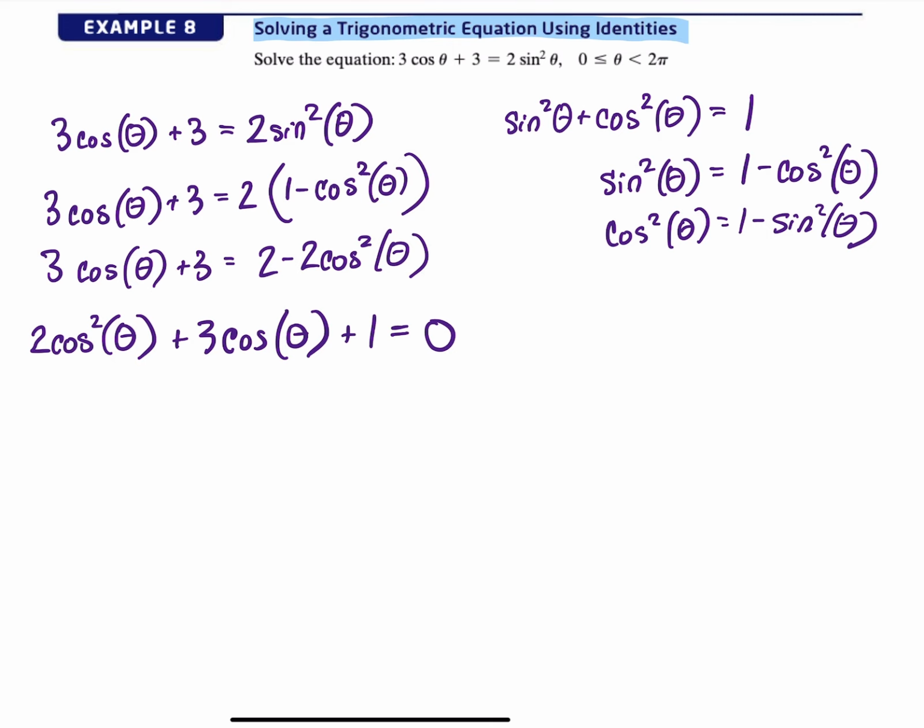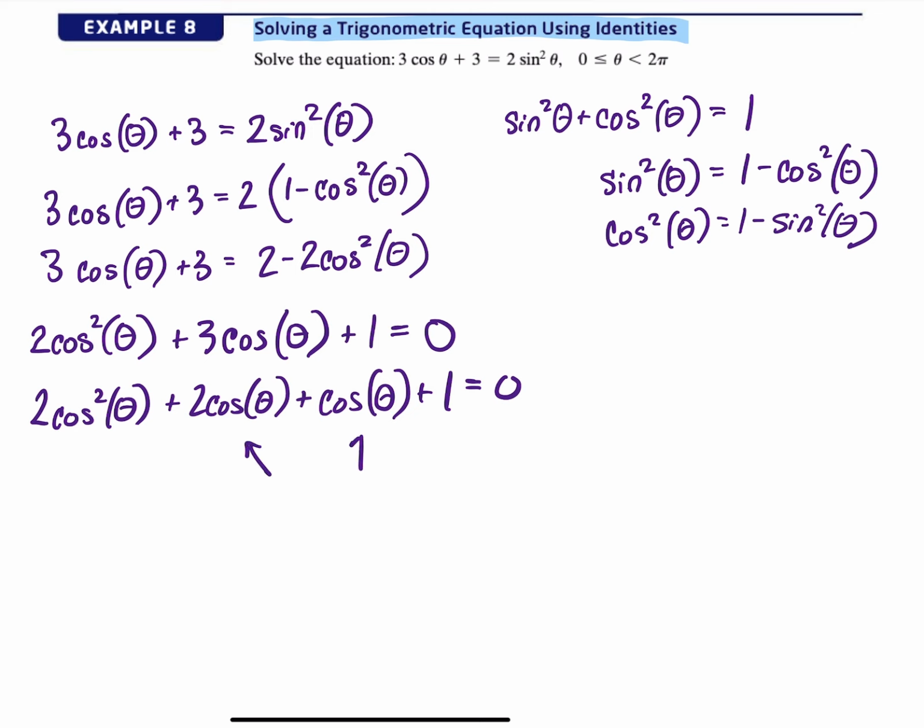So I'll do that same AC method. 2 times 1 is 2, and then factors of 2 that add up to positive 3 are 2 and 1. So that's how I want to rewrite my middle term. 2 cosine squared of theta plus 2 cosine theta plus 1 cosine theta plus 1 equals 0. So I'm splitting that middle term into these two terms. Then I can factor by grouping.